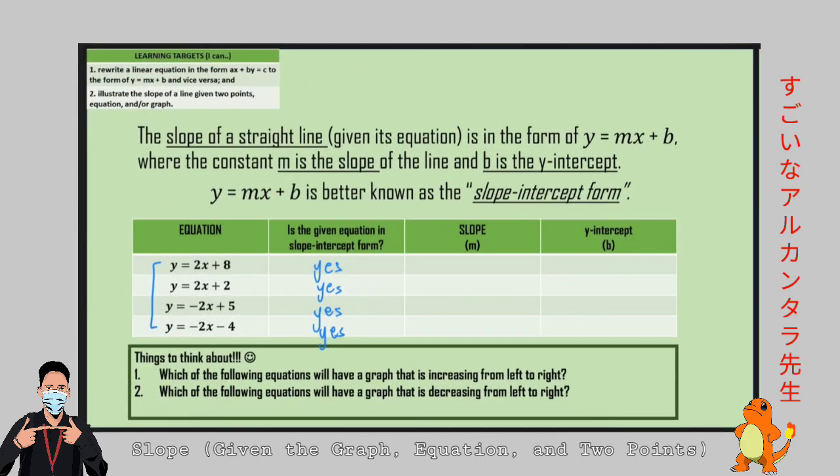So the slope doesn't have to be complicated either. We are just talking about m, meaning we're not going to include the variable. So here, m is simply 2. So here, m is equal to 2. For the second one, it's the same. m is equal to 2. Now, for the third one, do not forget the sign. Your m here is negative 2. Similar to the last example, your m is equal to negative 2.